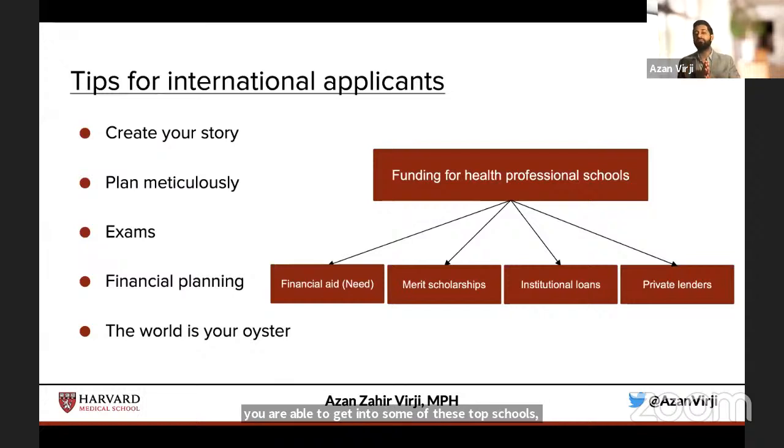The next bucket is the merit scholarships. For individuals who have really high GPAs and really high MCAT scores, you can actually get some of these merit scholarships even as an international student from some schools.